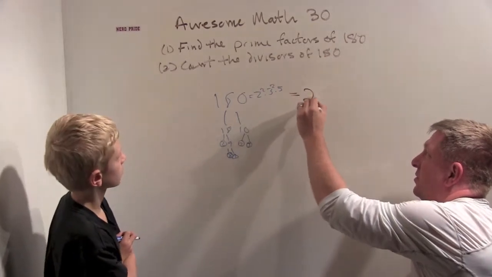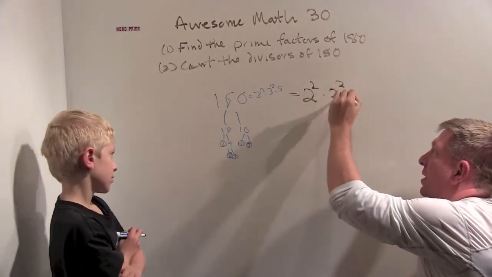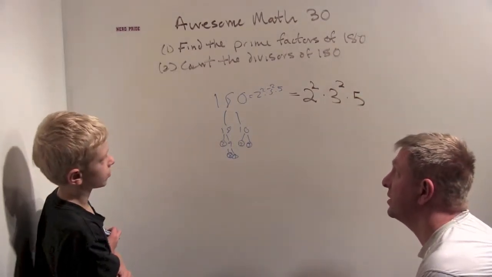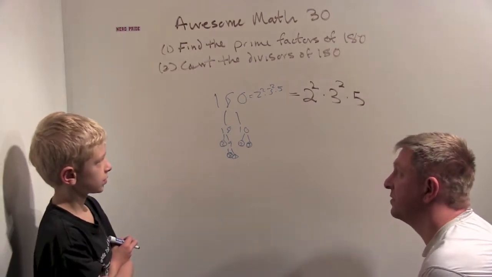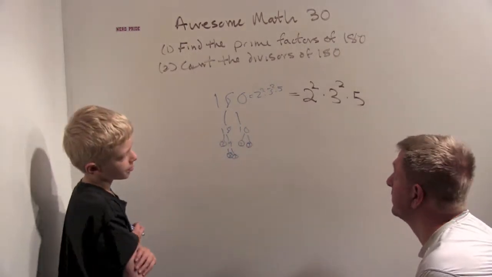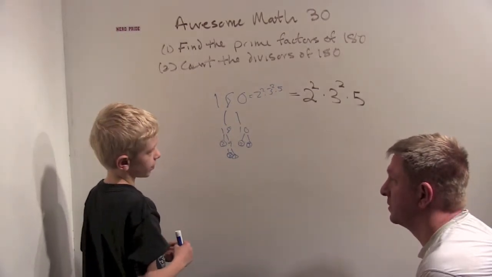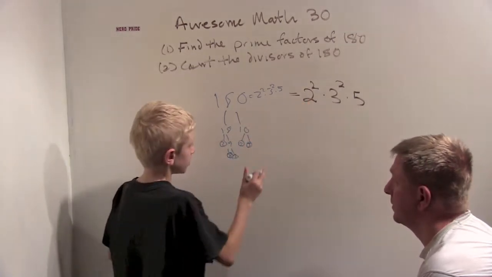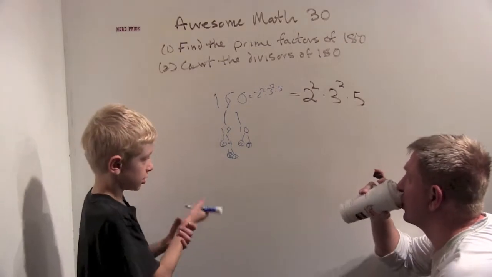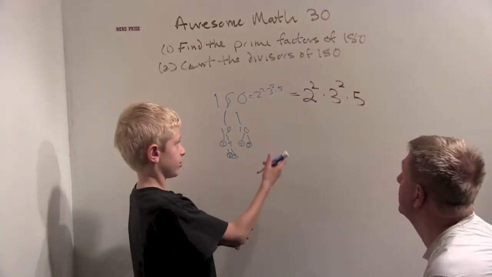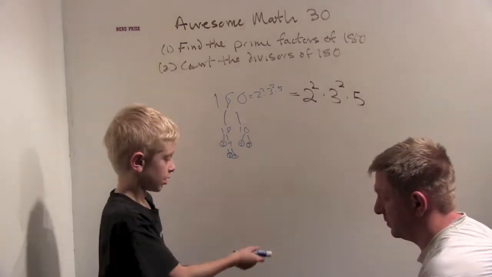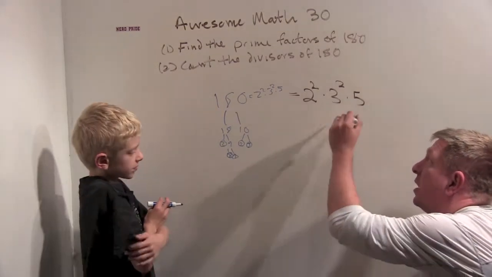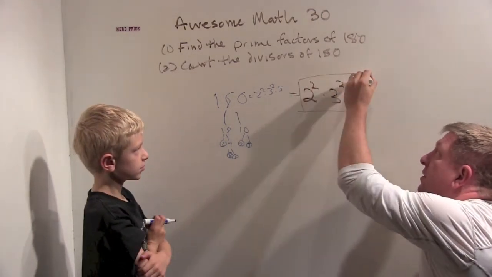So we have 2 squared times 3 squared times 5. That's what 180 is. Now how can we use that to count the number of divisors of 180? Well, for the divisors of 180, we have 3 choices for the 2's: 0 2's, 1 2, and 2 2's. It's the same for the 3's: 0 3's, 1 3, and 2 3's. And then we have 2 choices for the 5's: 0 5's and 1 5. So all the divisors of 180 are going to have to use these primes.